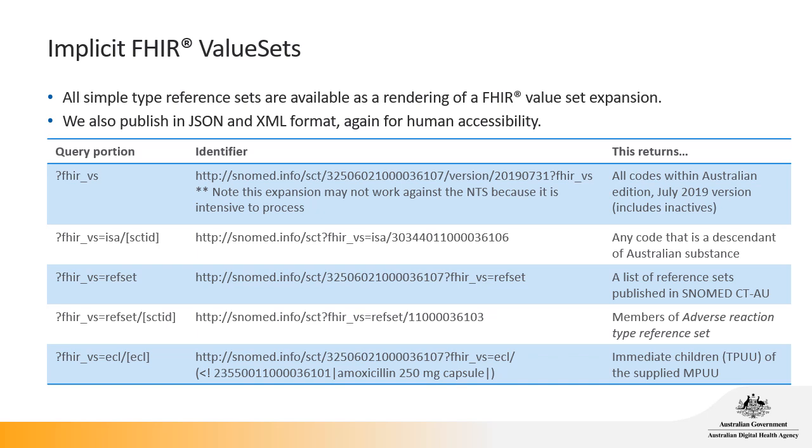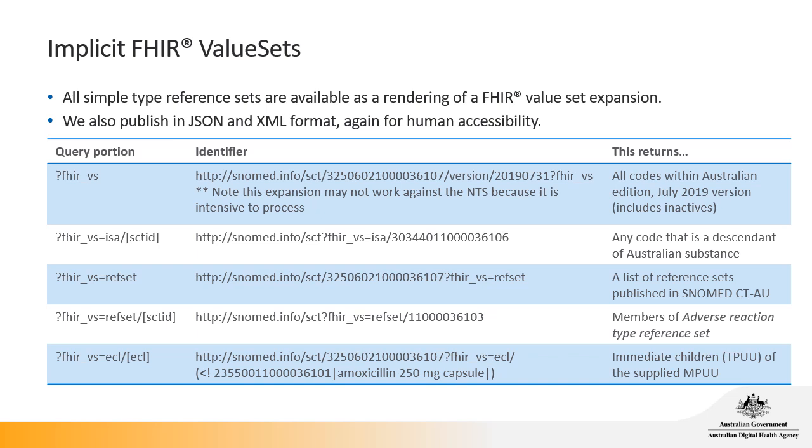As mentioned earlier, not all subsets are published as both reference sets and value sets. However, it's important to note that all simple type reference sets are available as a rendering of a FHIR value set expansion. The FHIR specification recognizes that SNOMED CT contains subsets and allows API calls to be constructed that use the reference set ID to locate them.